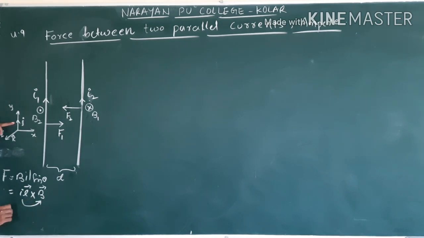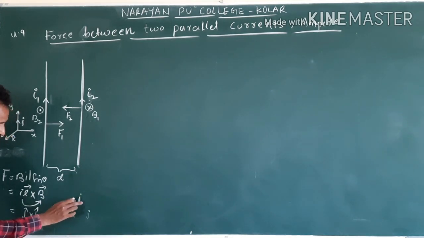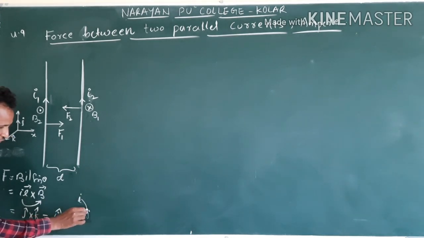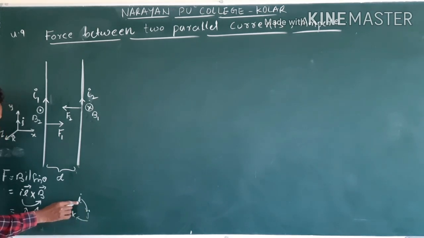What is the current element direction? J. What is the field direction? K. J cross K is what? I cap. How to decide this? You already studied I, J, K. If you do cross product I to J, we will get K. J to K, we will get I. We are doing J to K. What do we get? I.